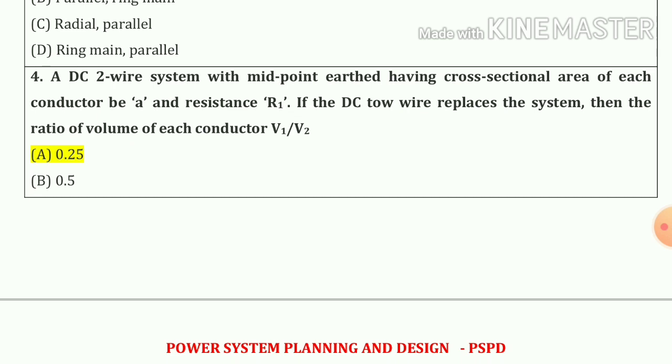Now question number 4. A DC two-wire system with midpoint earthed having cross-sectional area of each conductor a and resistance R1. If the DC two-wire system is replaced, then the ratio of volume of each conductor V1 divided by V2 will be 0.25.